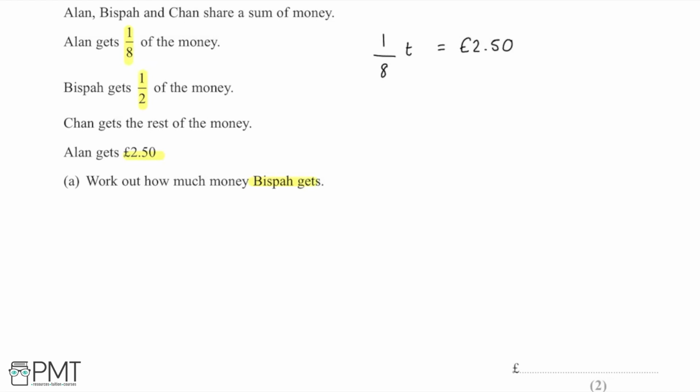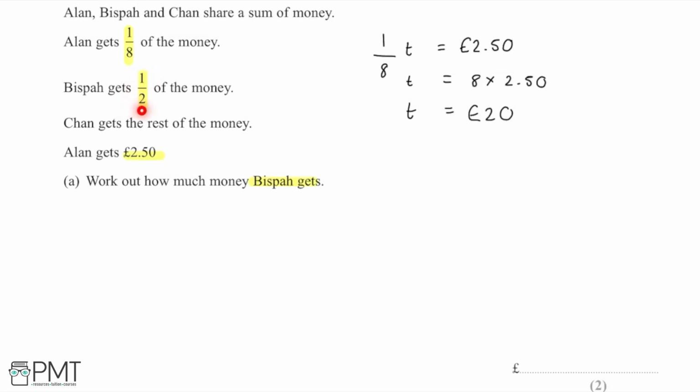Now, in order to work out how much money Bisper gets, he gets half of the money. So if I were to find the total, I could then divide it by 2 to find half and to find their share of the money. So if I take this expression that I have here, I can find the total, so little t, by multiplying both sides by 8. So 1/8 t multiplied by 8 just gives me t, and that's going to be equal to 8 times £2.50. So the total is going to be £20.